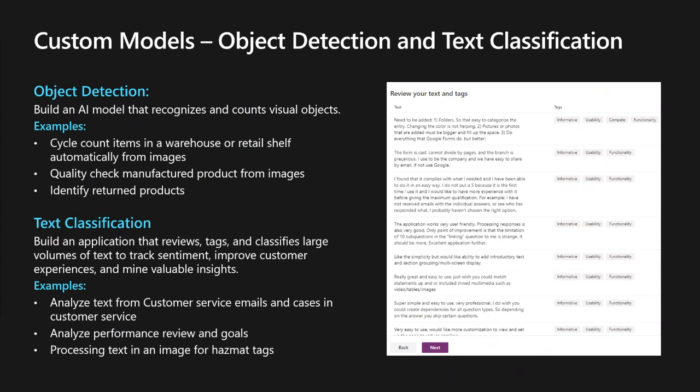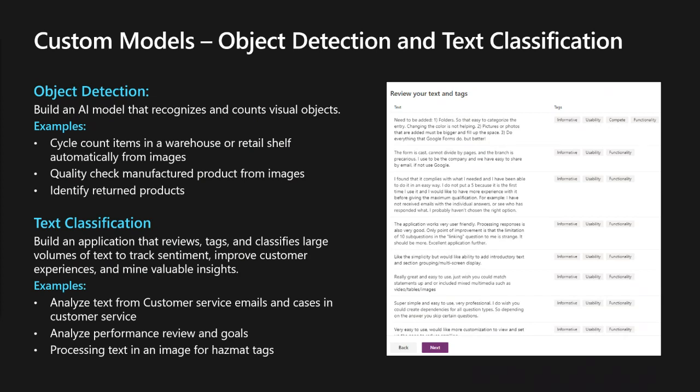You might also use it to identify returned products. Oftentimes products arrive at the warehouse and they have no label or information about them, and you might be trying to figure out what this product is. So just by snapping a quick picture of it, we can identify what that object is and determine the exact item number, for example. The next example is around text classification.